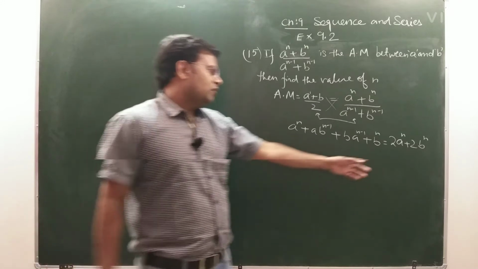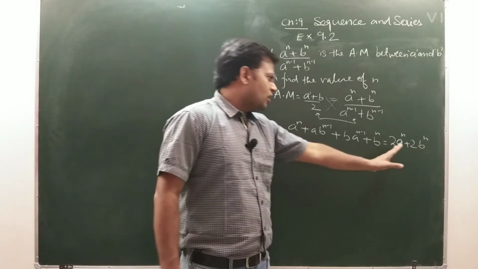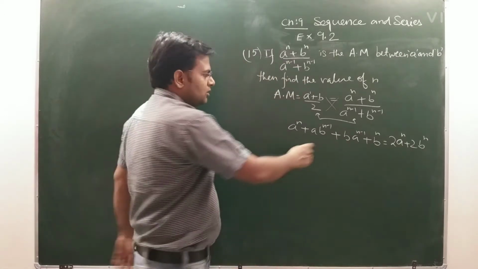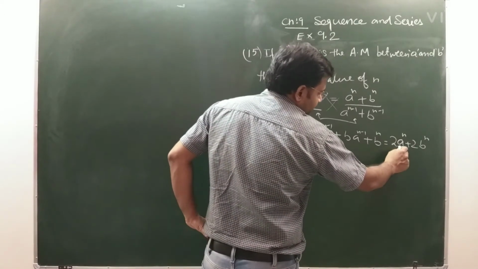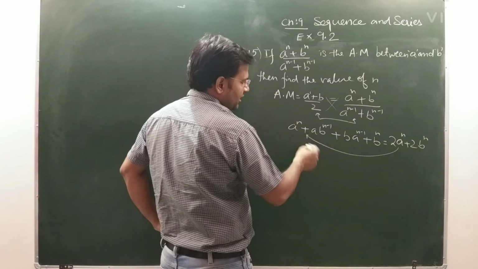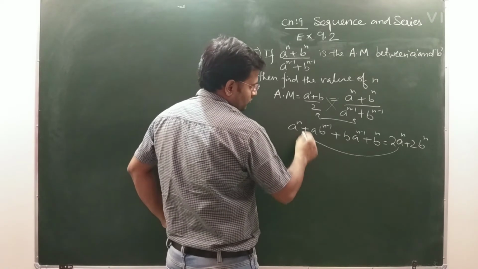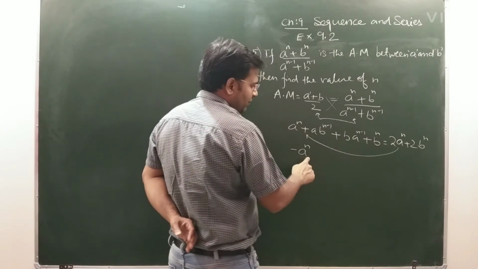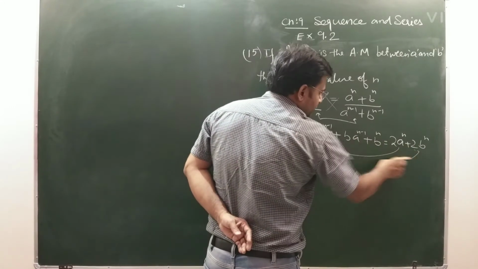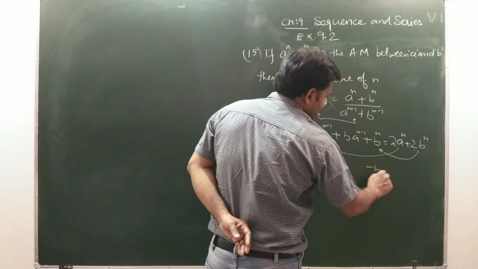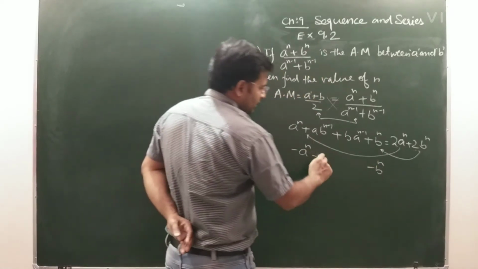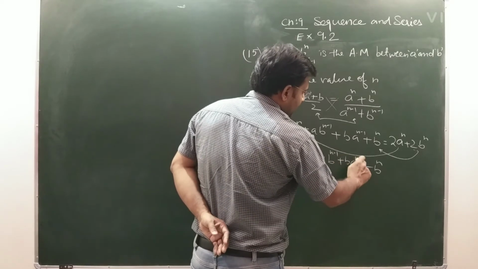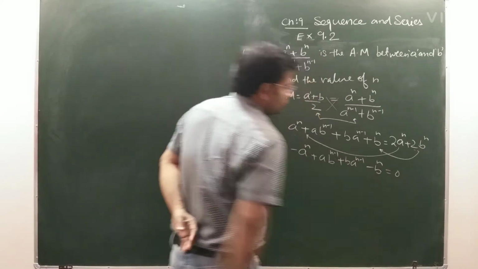So now what you have to do next, you will bring all the RHS terms to this side. So now what do you get? See, if you bring this side, then it will become minus a^n, because a^n minus 2a^n will be minus a^n, and if you bring this here, then it will become minus b^n, and these terms will remain as they are, ba^(n-1) plus ab^(n-1), and this is equal to 0.